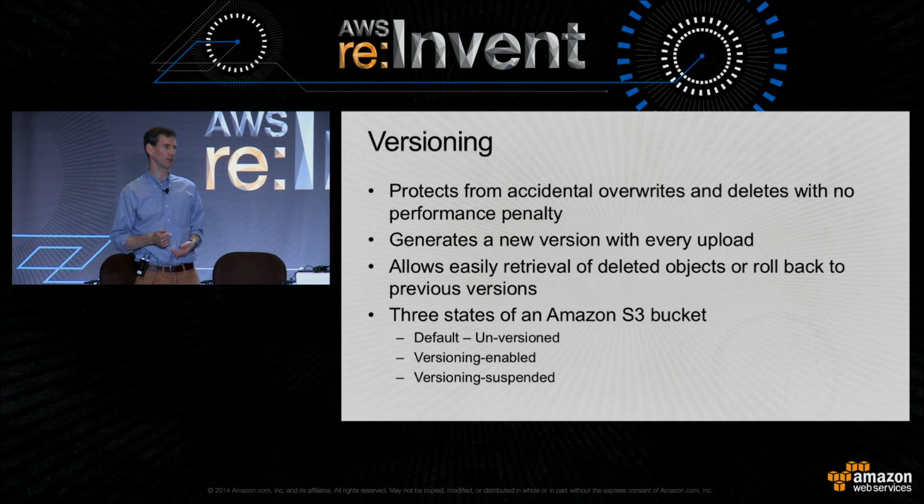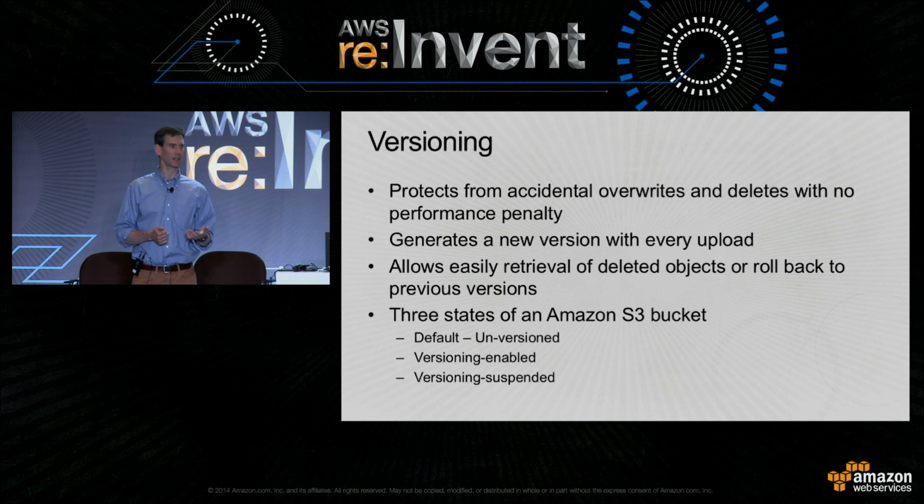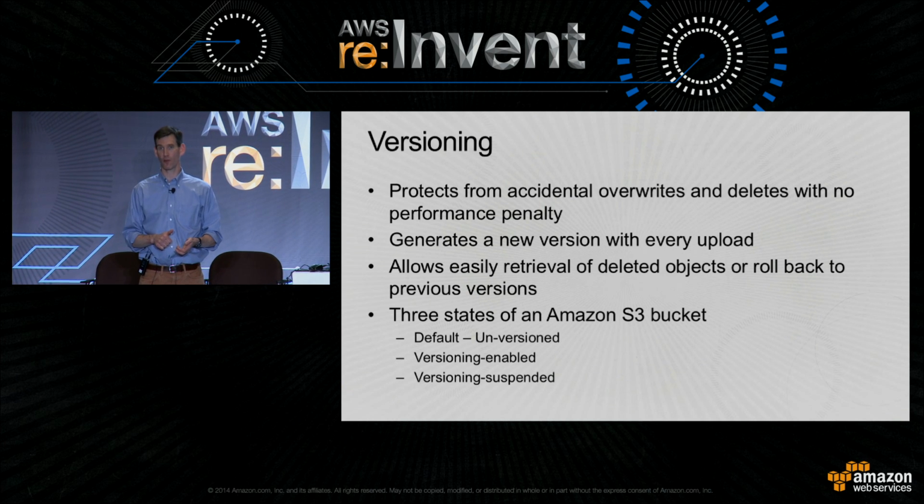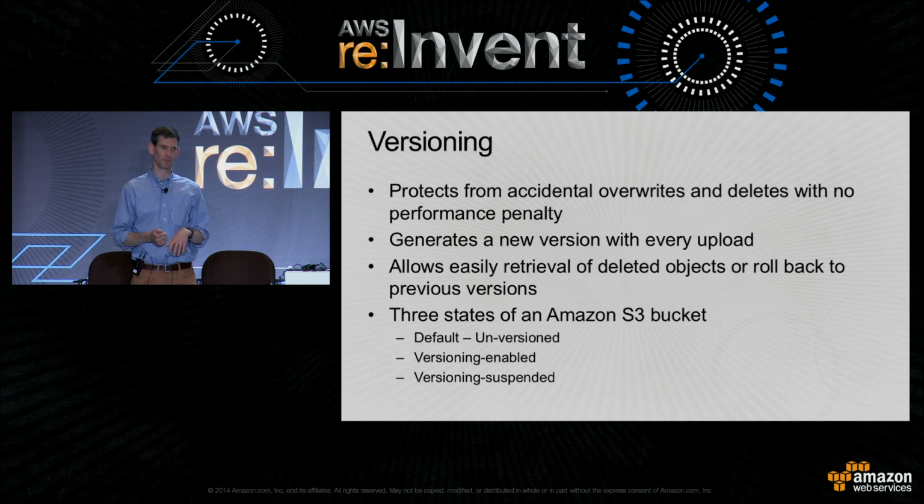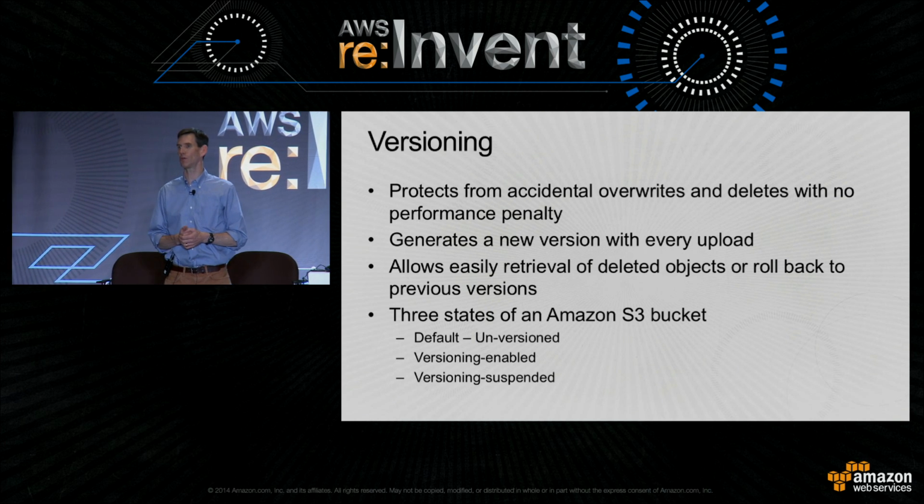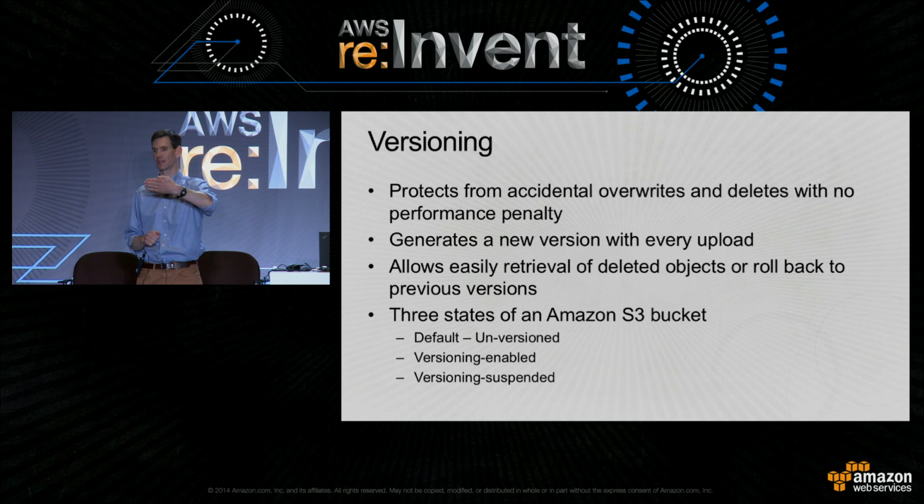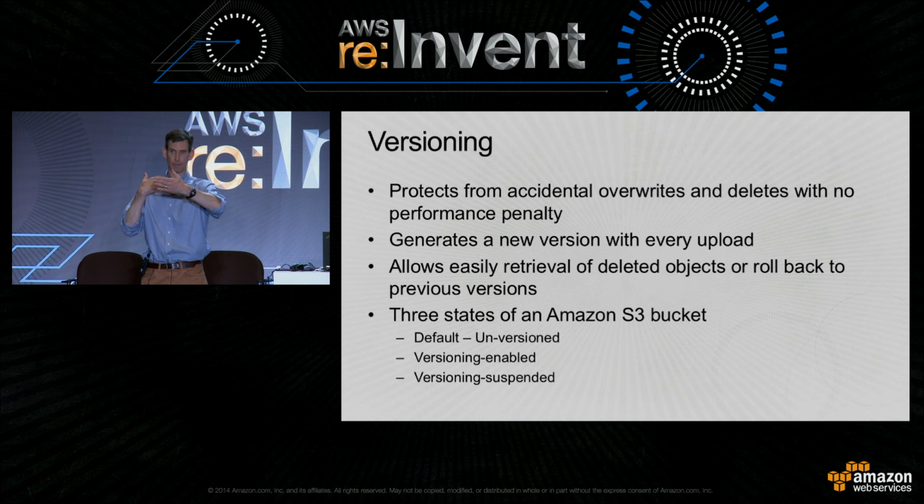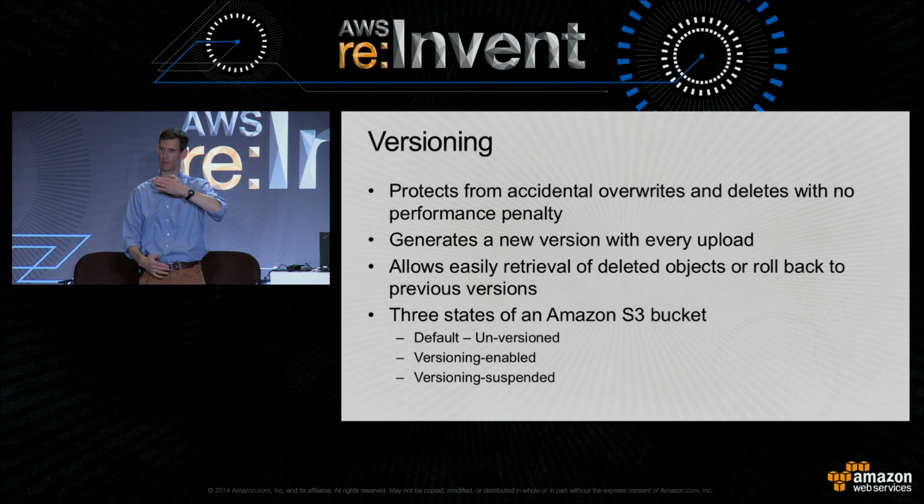So versioning first. The purpose of versioning is to protect you from accidental overwrites or deletes. And you can do this without any performance penalty. That means that you can have a bucket with versioning enabled, and you get the same performance as a bucket without versioning enabled. The way versioning works is that it creates a new version for every new object. So if you've got an object in S3 and you upload a new object for the same key, instead of deleting or replacing the first one, you get multiple versions. We keep all of them.